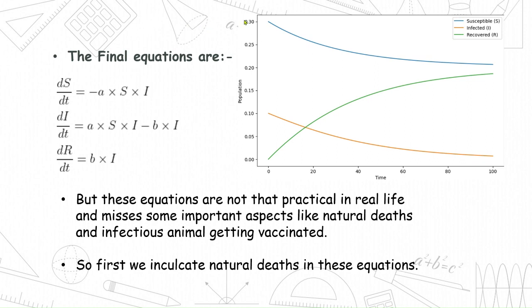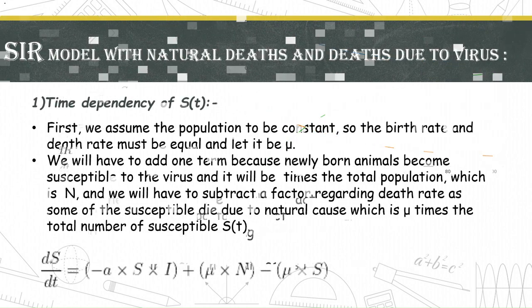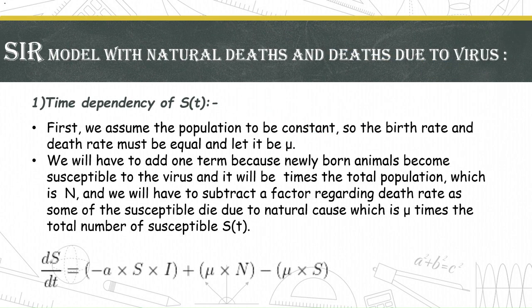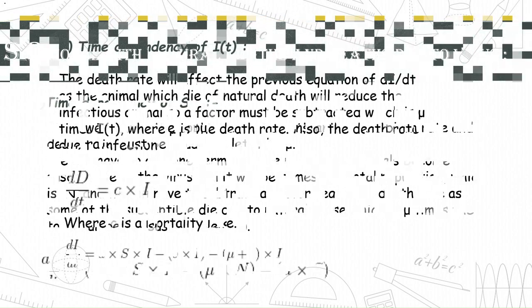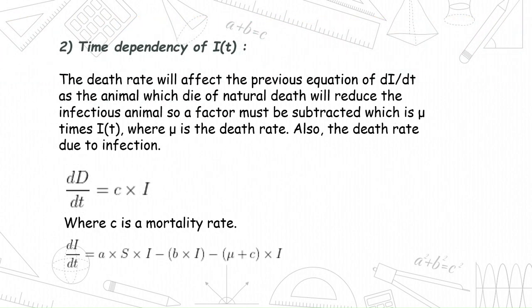Now we shall continue and start with our SIR model with natural deaths and deaths due to the virus. In this I am going to explain the time dependency of S. Here we are assuming the population to be constant, therefore the rates of death and birth are both mu. In this equation, we can see that only one term is positive, which is multiplied with mu. It is the factor of newly born species which are susceptible, and two are negative, in which one is introduced above and one is for those who are susceptible but will die due to natural causes.